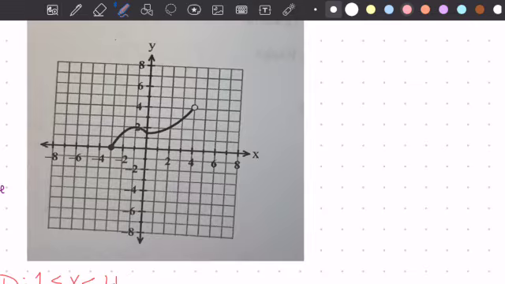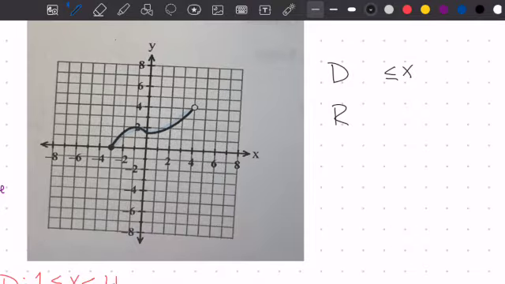Last example here is this one. This one is a curved line with an open circle here. That open circle is something very important. When we do our domain and range, what we've been doing so far is including that equals sign, the less than or equal to, which is this little line right here that I've highlighted.